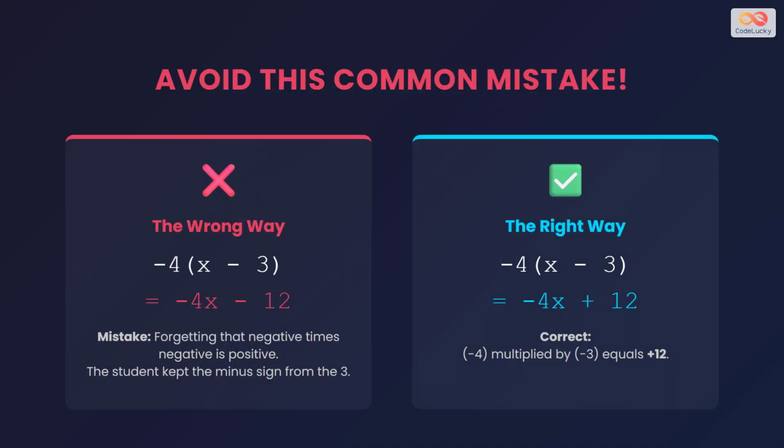Here is the most common mistake students make. Look at the left side. The student multiplied negative 4 by x correctly, but when they multiplied negative 4 by negative 3, they forgot to change the sign and kept it as minus 12. That is incorrect. On the right, you see the correct way. Negative 4 times negative 3 becomes positive 12.